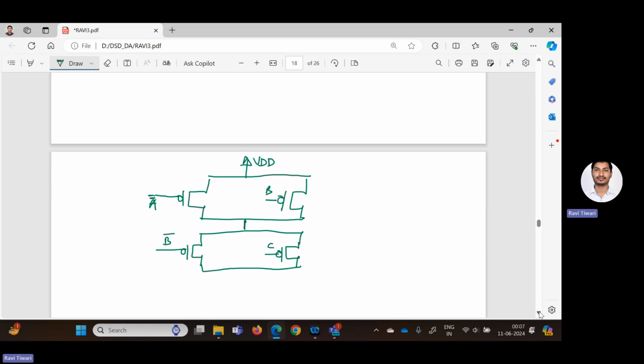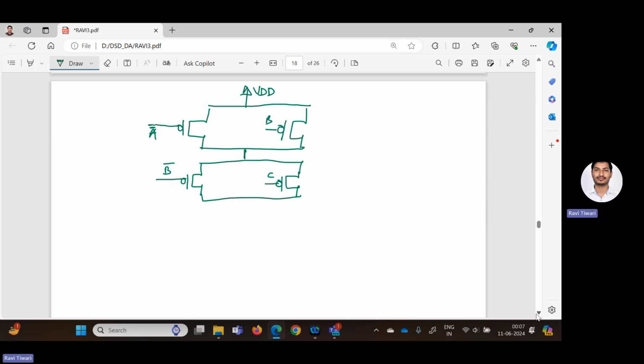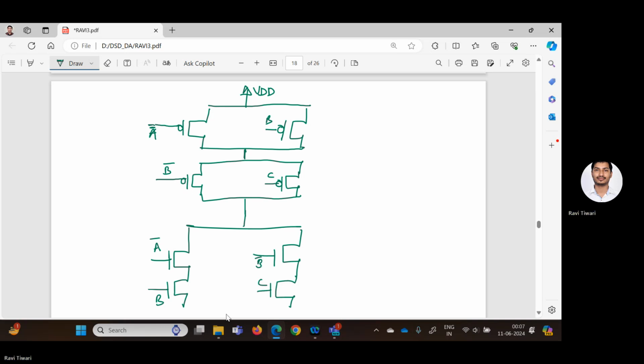Now at the bottom, we have to implement the same expression, that is A bar B plus B bar C, by using the NMOS. So that means in this case, A bar B will be connected in series. So this is A bar and this is B. Similarly here, B bar and C will be connected in series. So this is B bar and this is C. Correct? Now you connect it like this. This should be connected to ground. That is okay. And from the center, we can take the output.